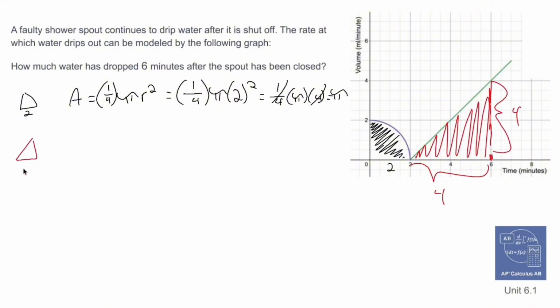Okay, so a triangle, base of 4, height of 4. The area of a triangle is half of the base times the height. So half of the 4 times the 4, which is going to be 2 times 4, which is 8.